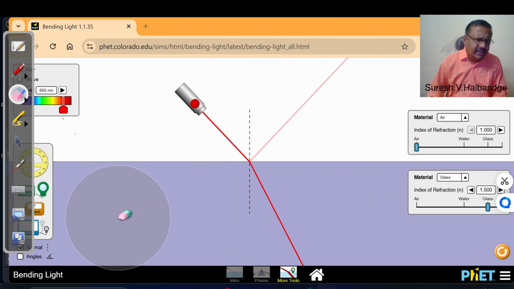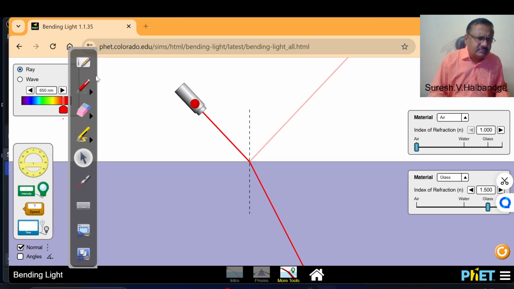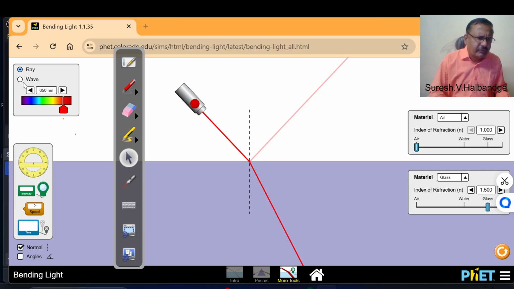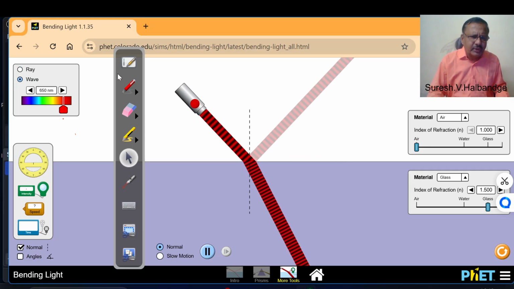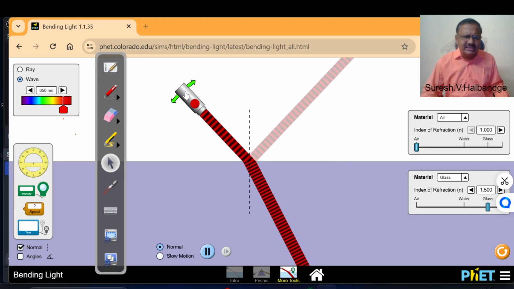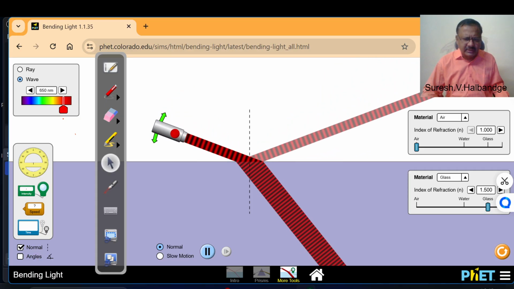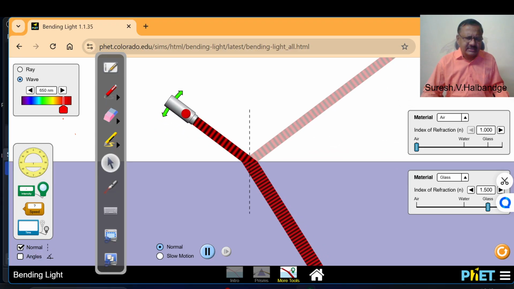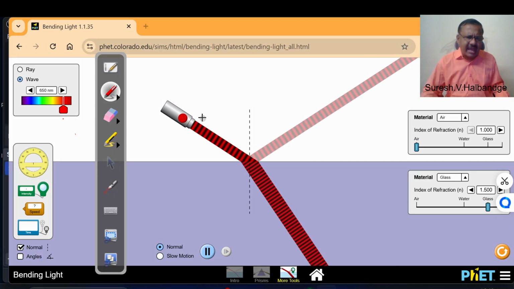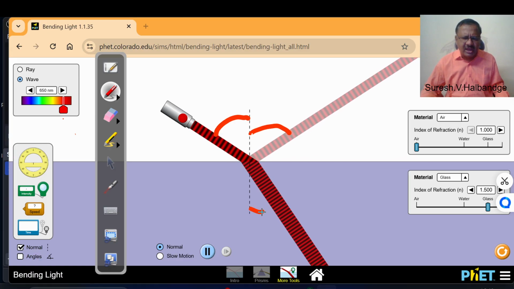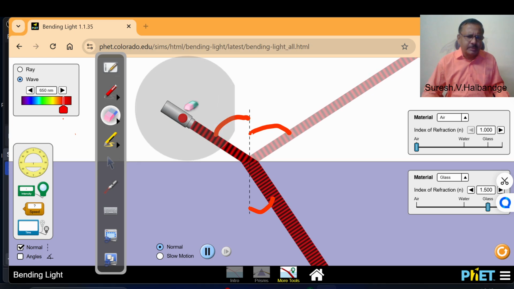Now, here instead of taking the ray of light, I will try to take the beam of light. If I take the beam, it will be clearly evident. Now I just change the angle. When I change the angle, we can observe this is the angle of incidence, this is the angle of reflection, and this is the angle of refraction. You can clearly observe this.